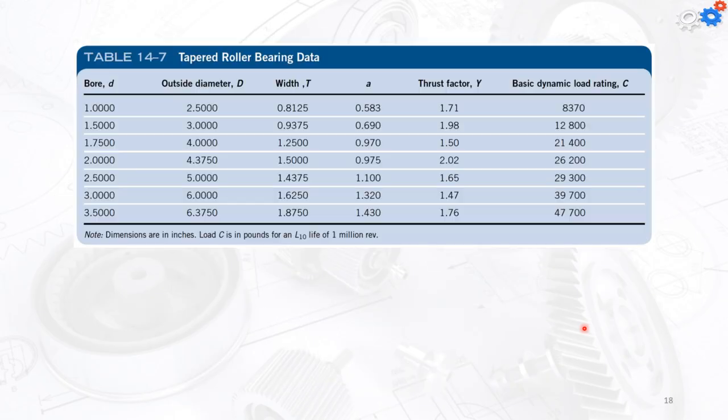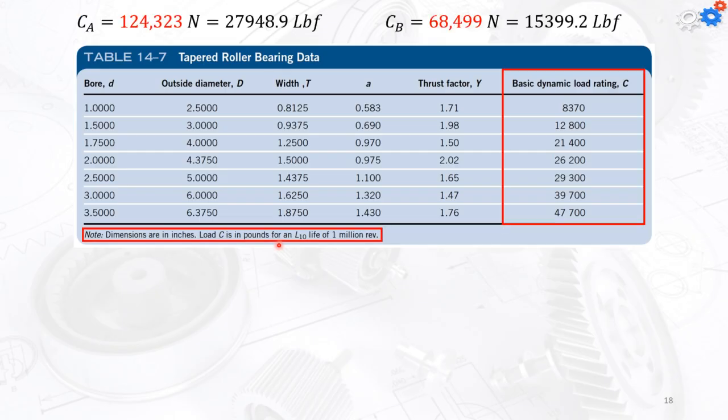I can go to table 14.7 to find my bearings. So now I calculated the C value. The one I calculated was in Newton. I need to have that in pounds. So again, multiply it by the factor to convert it to pounds. So the 124,323 Newton is equal to 27,948.9 pounds force. And for the CB it's going to be 15,399.2 pounds force.